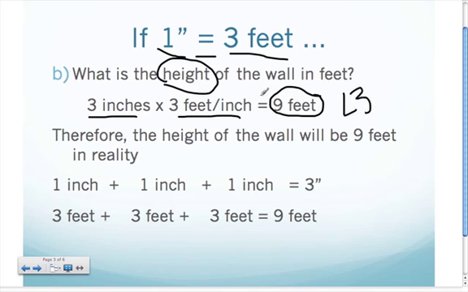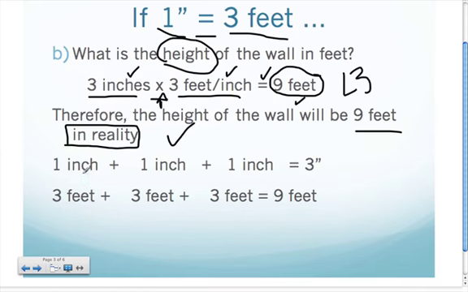It's clear. They show proper conventions with an equal sign. They have correct units. It makes it very clear for me where the numbers are coming from and what they're showing because of the units. And they've multiplied correctly. So they've shown their thinking here: I've put into my calculator 3 times 3. To make a level 3+, they've got a clarifying statement. Therefore, the height of the wall will be 9 feet in reality. This extra statement just makes it clear. This is a real house we're talking about.